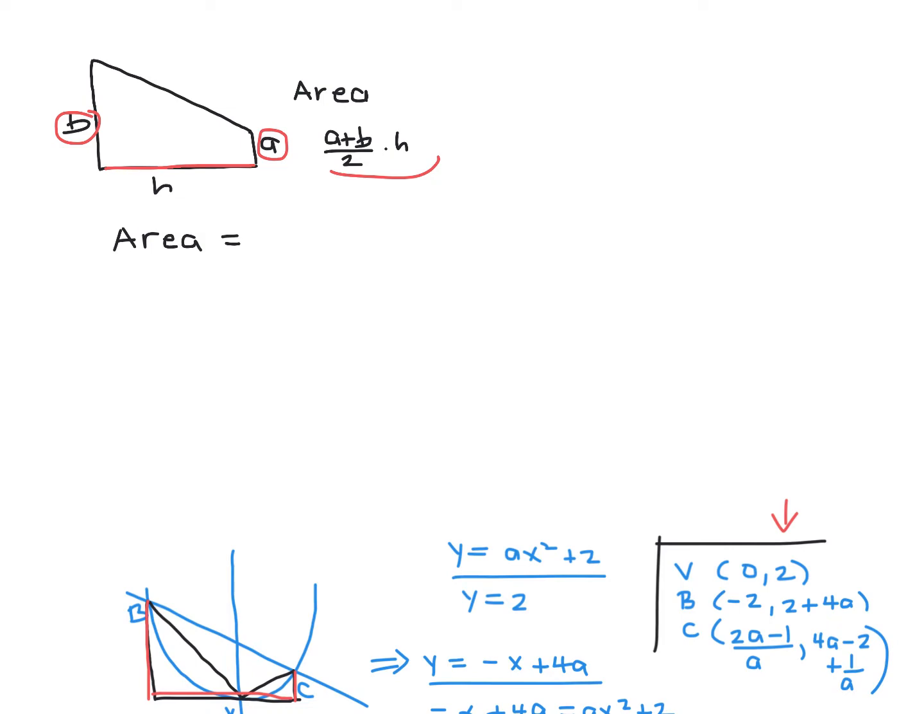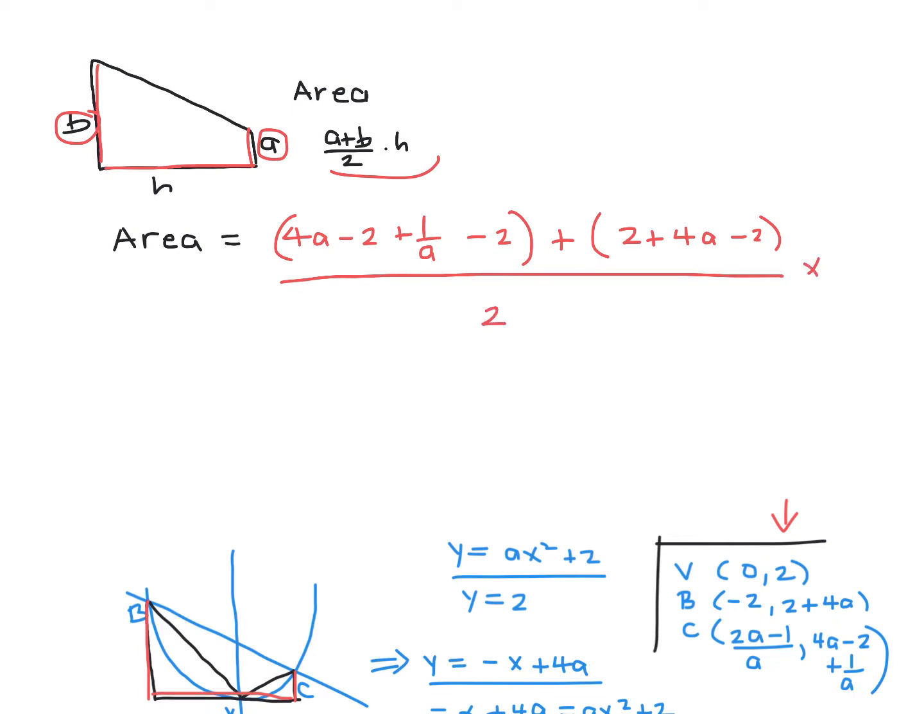So here we go. The first one is going to be 4a minus 2 plus 1 over a, minus 2. That represents the big one from here to here. And then this one, A, on the other side, will be 2 plus 4a, that's the y coordinate on that guy, minus 2. And then of course I have to divide by 2, and multiply this whole thing by H.